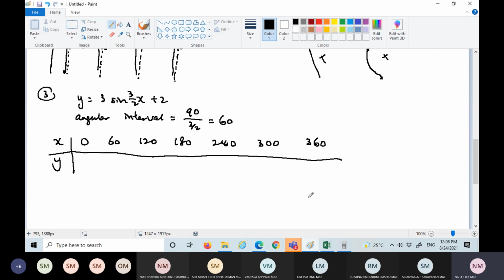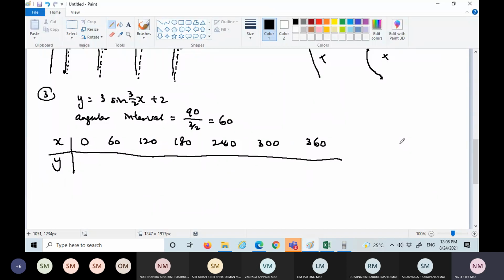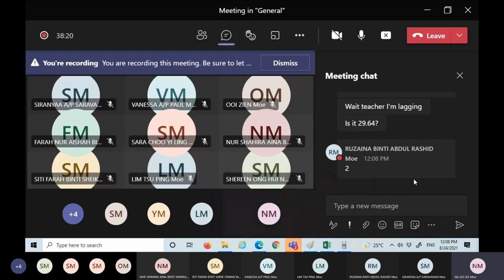So who is next? Okay, Ravanya done. Rosanna, Sarah. Rosanna, you do for 0. Sarah do for 60. Serene do for 120. Sudha not here. Sirania do 180. Siti Farah do 240. Sophia do 300. Sonia Sri do 360. When you write, you have to say what X you are doing. Then it is easier for me.